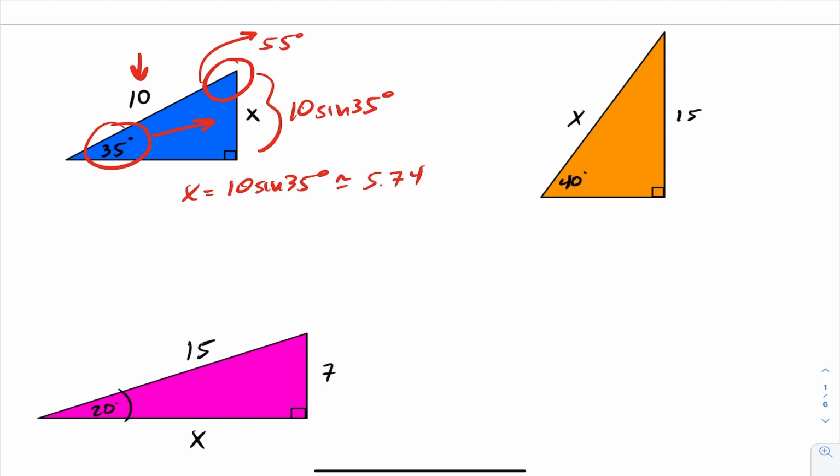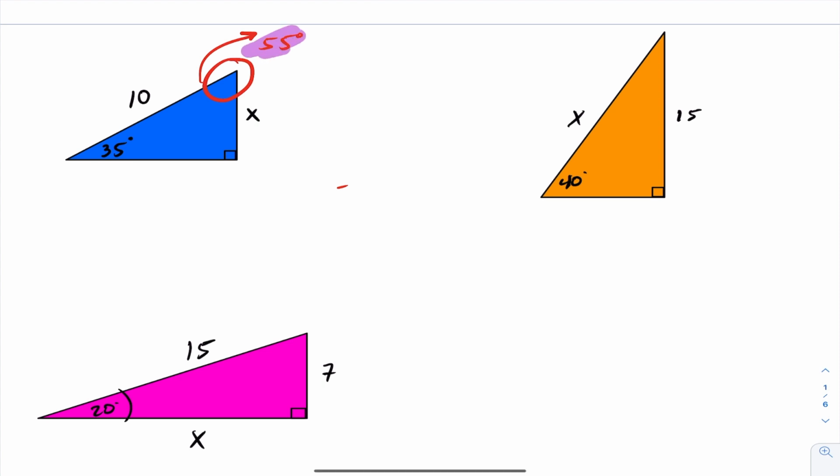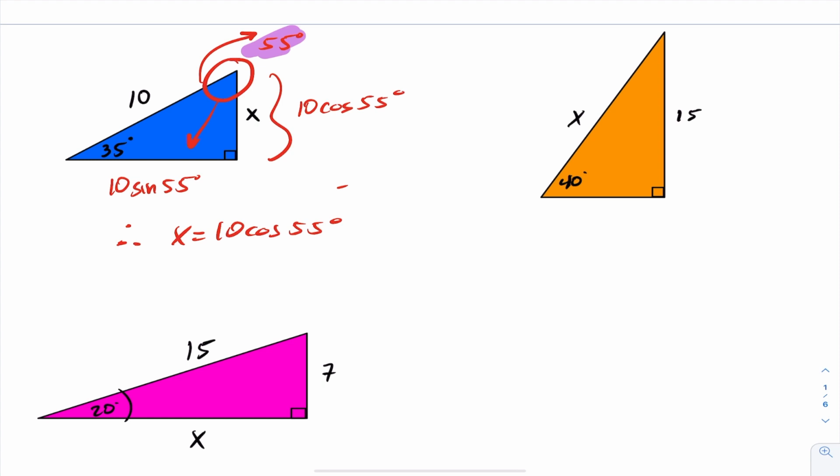If I wanted to use this as my reference angle, we would have the following. Using the 55 degrees as my reference angle, directly opposite this angle would be r sine theta, or 10 sine 55 this time. And this side here would be my r cos theta, or 10 cos of 55 degrees. Therefore, x is equal to 10 cos 55 degrees, which is approximately 5.74, so the same value that we previously got.